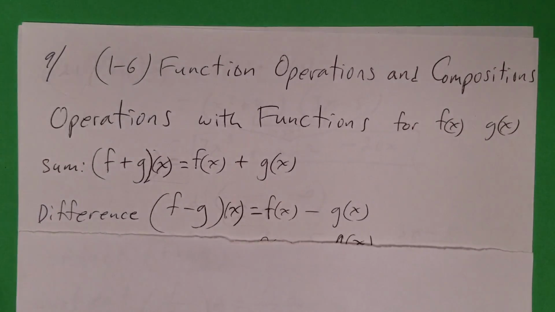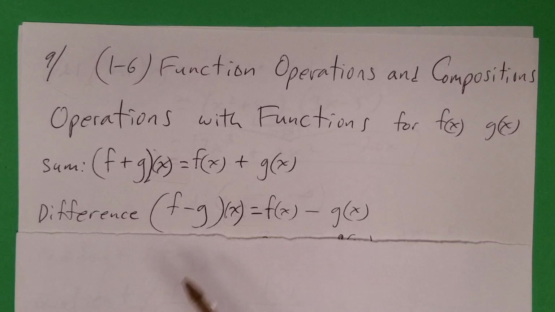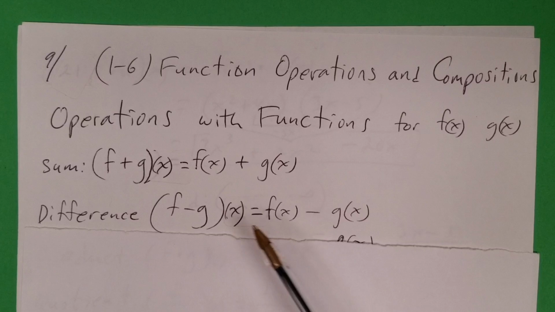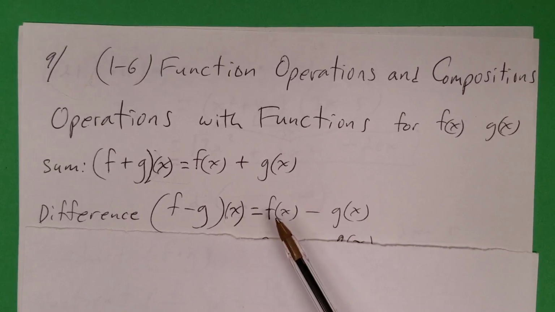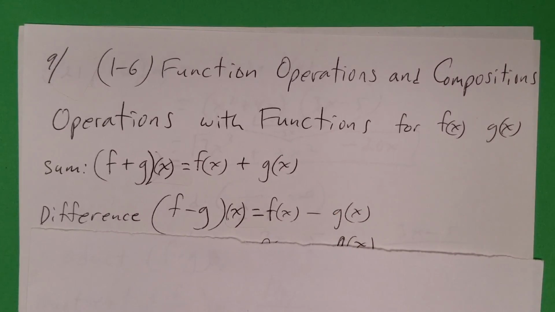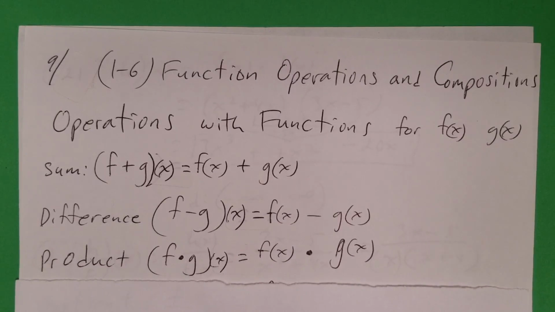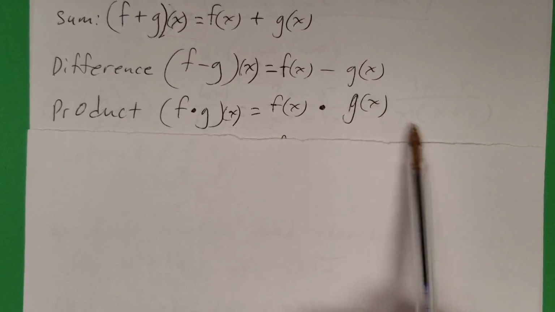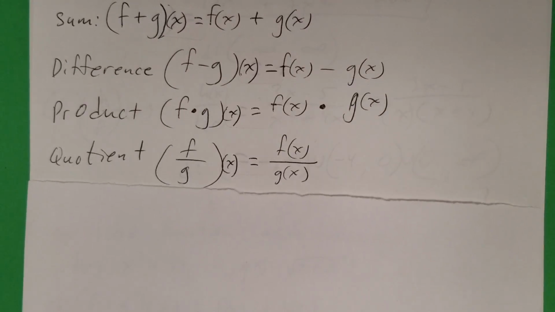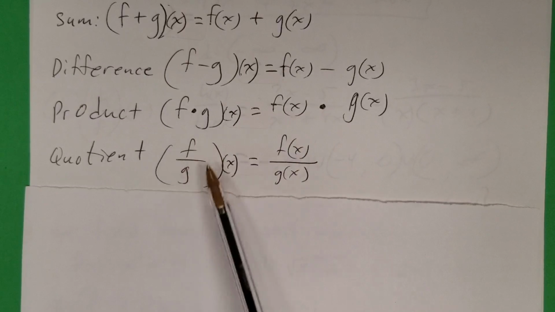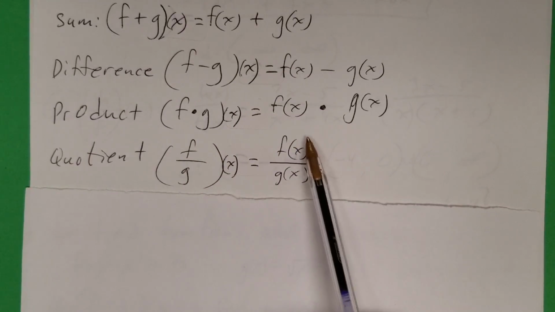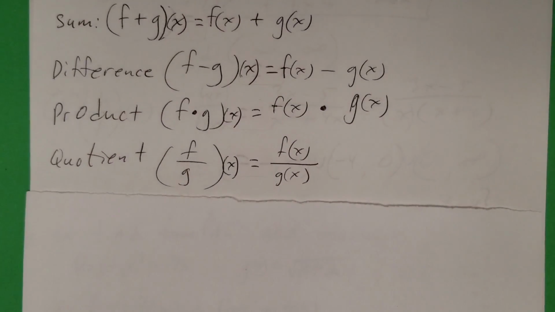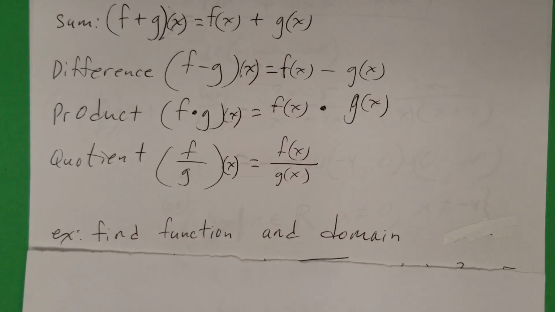The difference, subtracting, again, you write it like this: f minus g in parentheses of x. And how do you do that? Exactly what you would think. The first function minus the second function. There's the product, multiplying. Again, exactly what you would think. One times the other. Quotient, dividing. This is the way you write the result. How do you do it? You take the first one, divide by the second one. Okay? So let's do an example of each one.